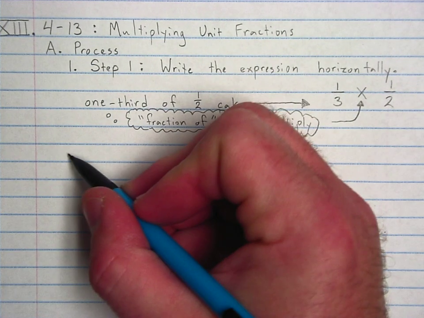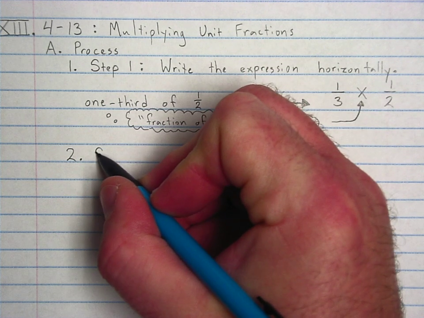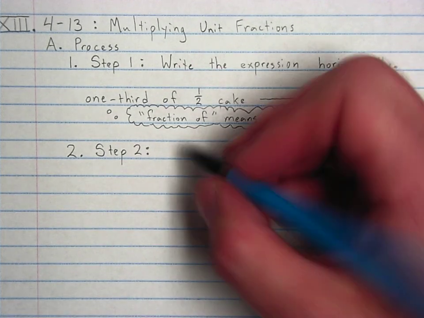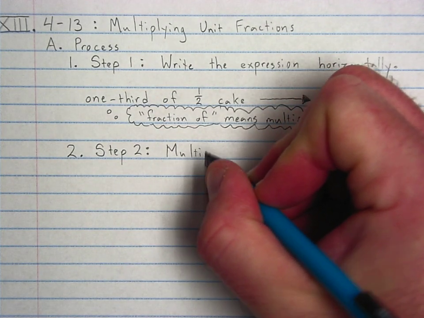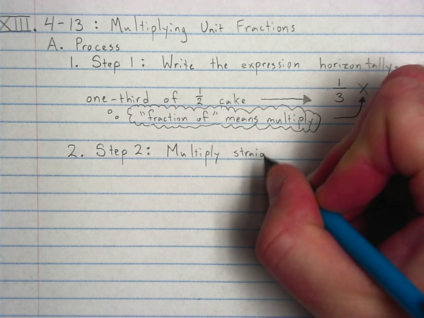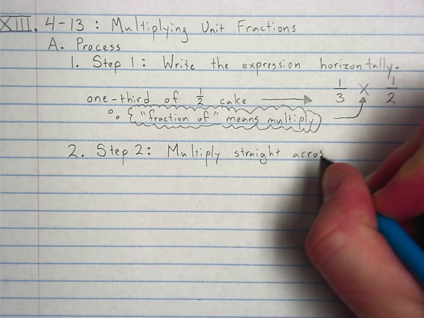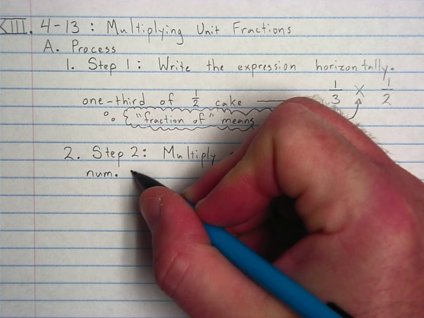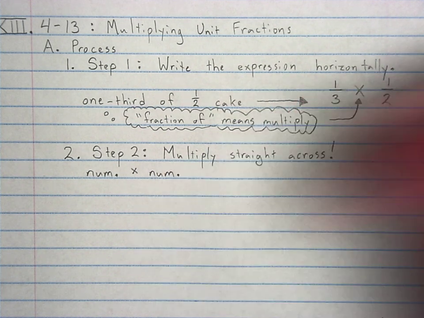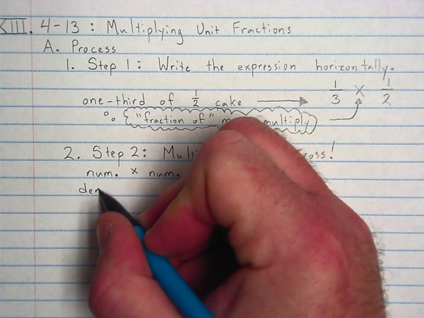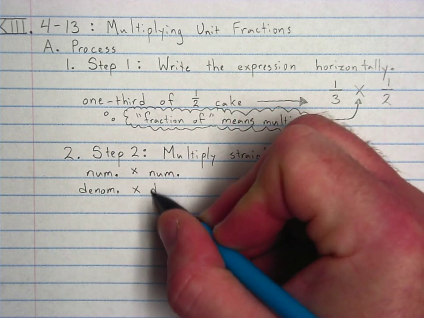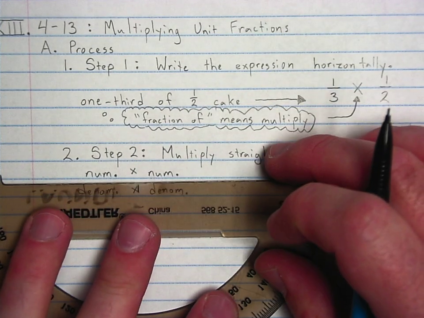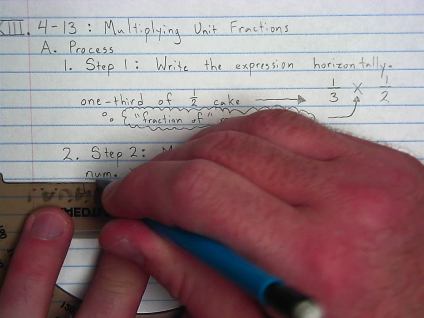Now, the process for this, the thing that you're going to remember, and I'll show you why it works, but really all you need to remember is step 2, multiply straight across. That's across the top and across the bottom. So, numerator times numerator, denominator times denominator. I'll use my straight edge to get a nice straight line there.